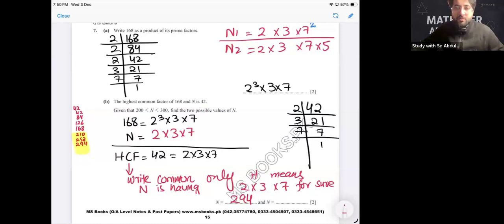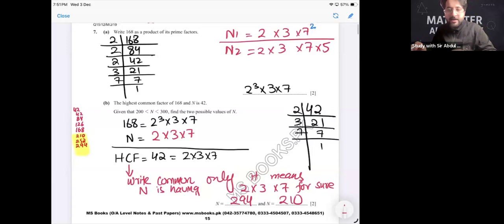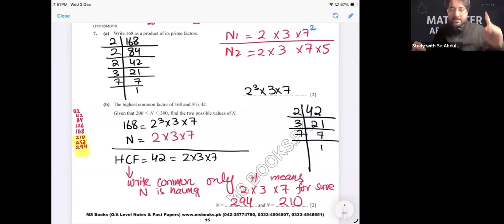Because 42 times 5 is what? 42 times 5 is what? 210. Yes, that's 210. Agree or not? Yes. Still, you can see that the values n1 and n2 will have the same HCF with 168. Yes or no? Yes, sir. If you have 294 or 210 written with 168, you will still get the HCF 42. Agree?